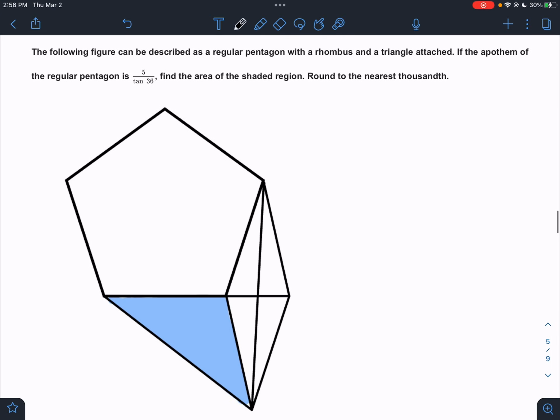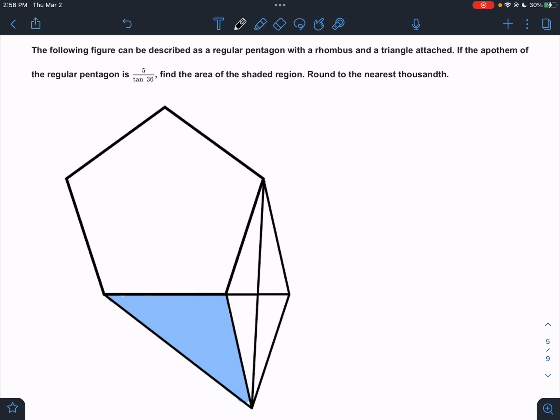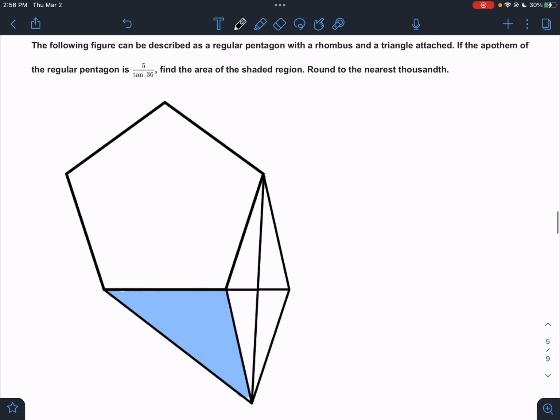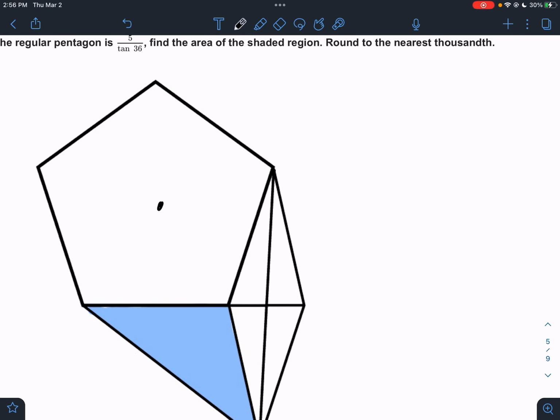The following figure can be described as a regular pentagon with a rhombus and triangle attached. Okay, I see them. I see them all. If the apothem of the pentagon is 5, so apothem is from the center to the midpoint.